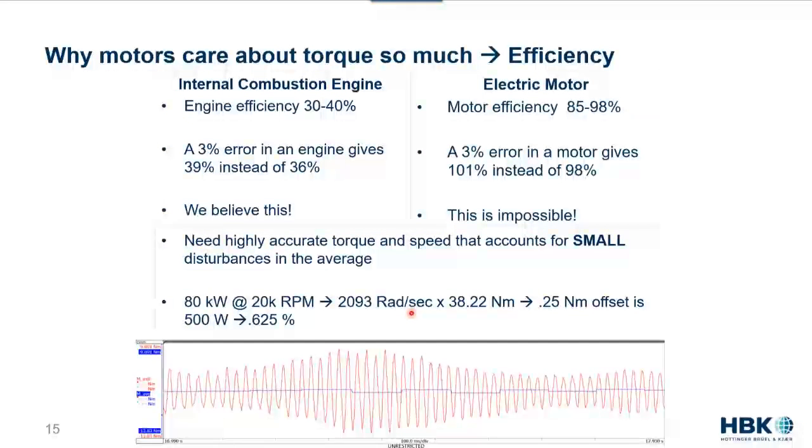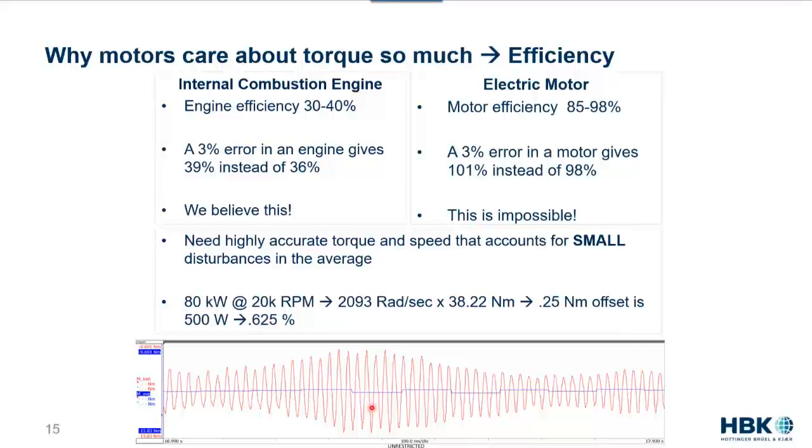Also, to highlight the importance of being able to measure very small differences in torque, there's a little math calculation here showing that if we have even a 0.25 Newton meter offset on our 38 Newton meter torque measurement, that gives us a 0.5% error on our power measurement. And that error carries right over into the efficiency measurement. So being able to measure torque very accurately has a big effect on the accuracy of our power measurement.